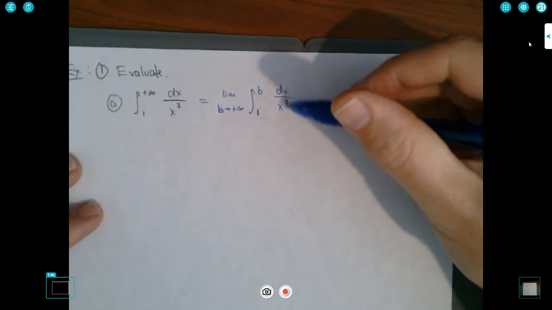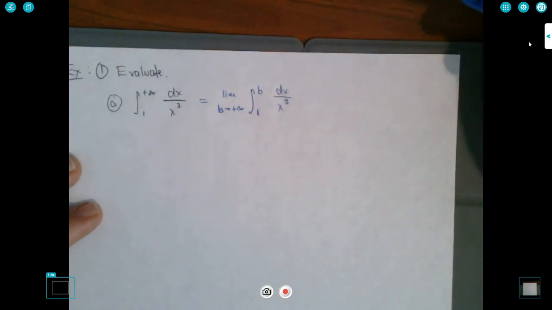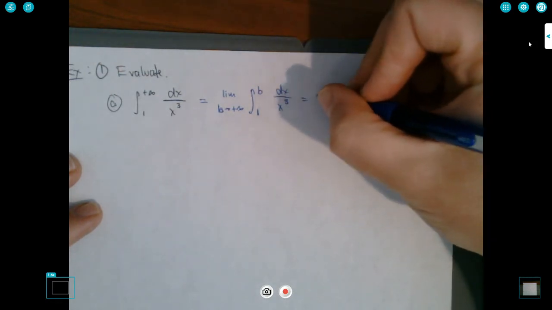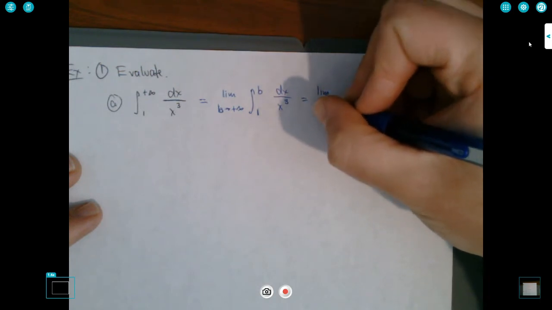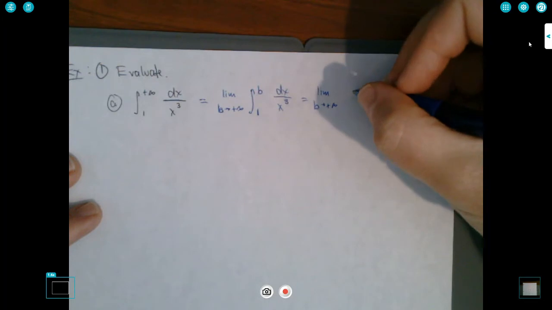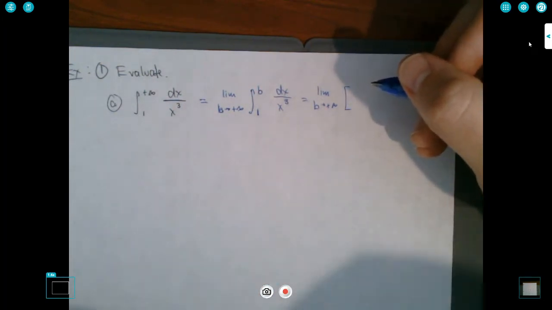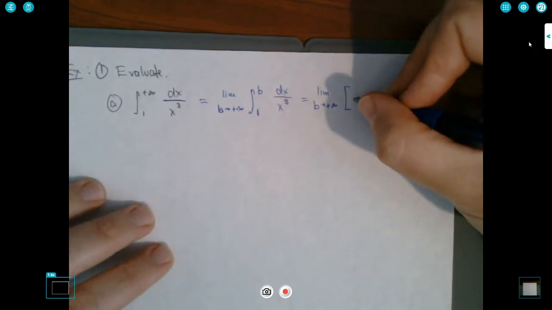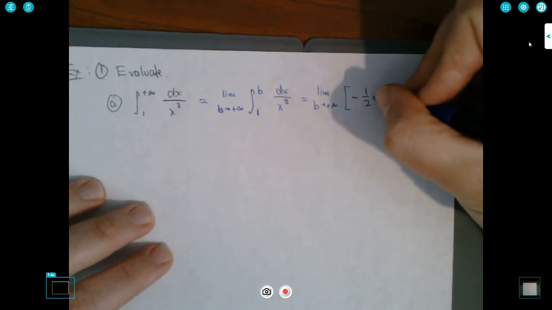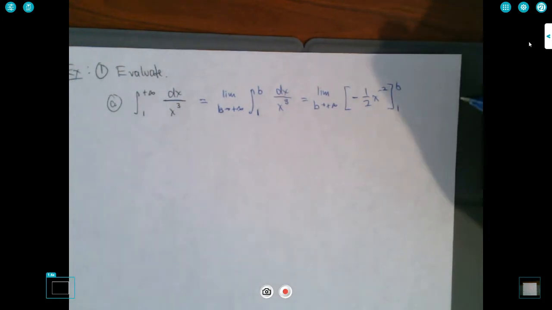This is a pretty easy integral to evaluate. 1 over x cubed is just x to the negative 3. So this is going to be the limit as b goes to positive infinity of, it would be x to the negative 2 divided by negative 2, right? So negative 1/2 x to the negative 2 from 1 to b.